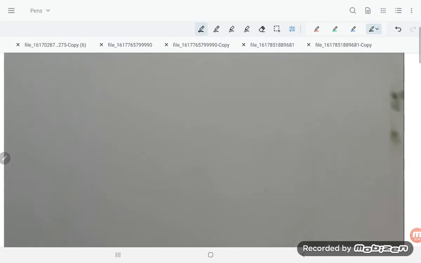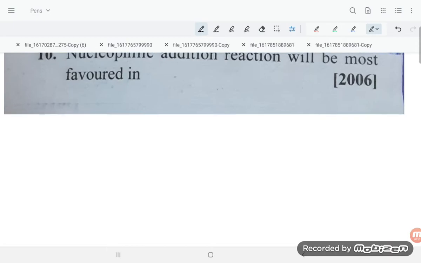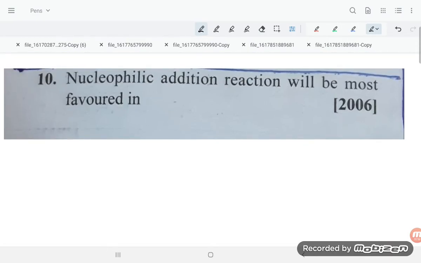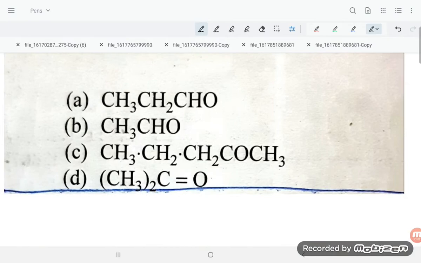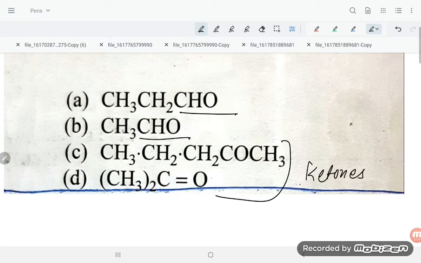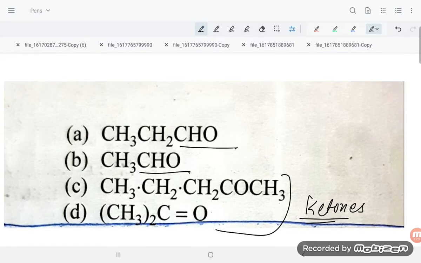Now let us move to question number 10. If you see, students, they are saying nucleophilic addition reaction will be most favored in which of the following? This is aldehyde, this is aldehyde, this is ketone. Ketones have bulky groups, so they will not give the nucleophilic addition reaction easily because of the bulky groups present in the ketones. Now we have to select out the other two.